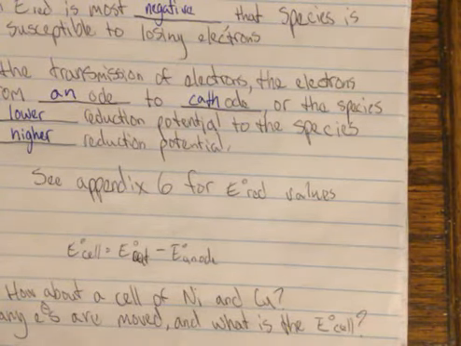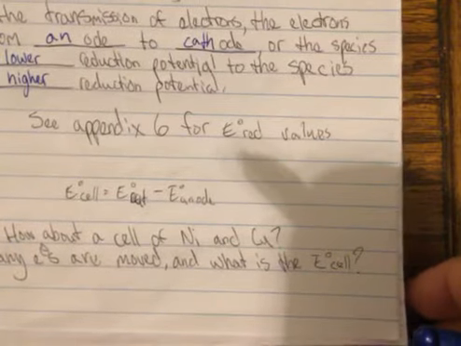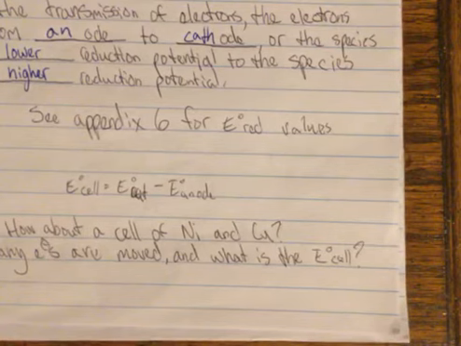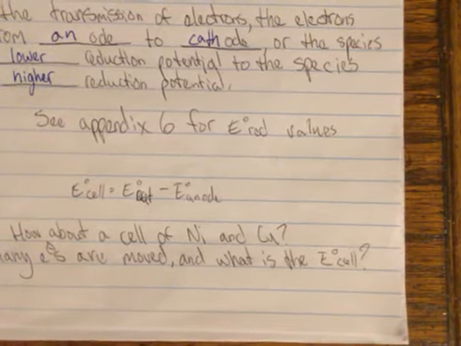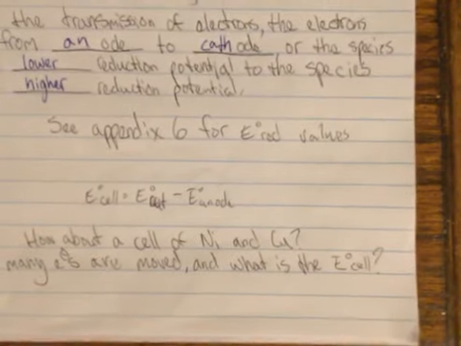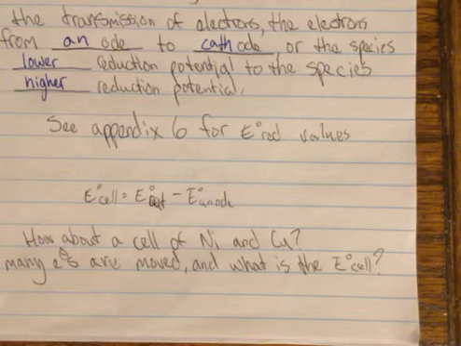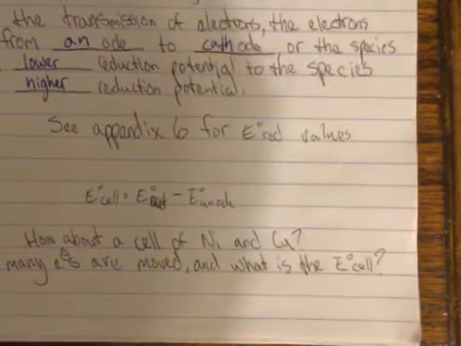Okay, so how about a cell of nickel and copper? How many electrons are moved, and what is the E cell? Okay, so now we already looked at the half reactions at the beginning of the lecture, so why don't you pause and take a couple minutes and look up the data on Appendix 6 and see what you come up with.